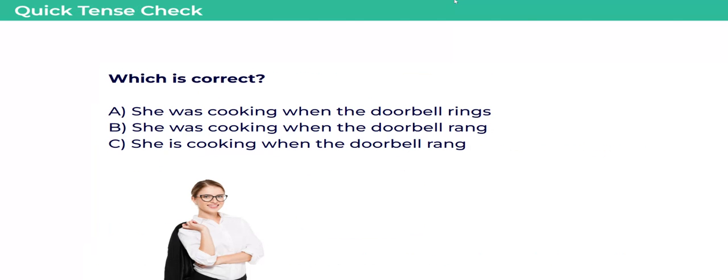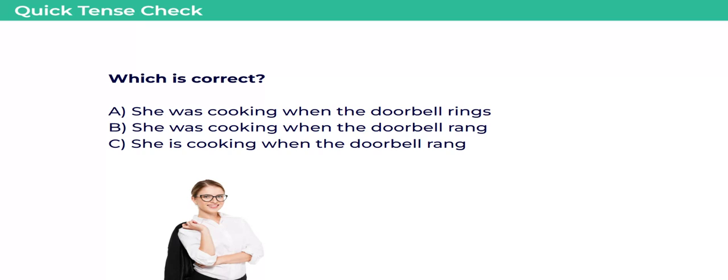Well, let's have a quick tense check. Okay. So we've got a chat exercise for you all if you wish to participate. Which is correct? If you think you know, write the letter into the chat. Is it A? She was cooking when the doorbell rings. Is it B? She was cooking when the doorbell rang. Or is it C? She is cooking when the doorbell rang.